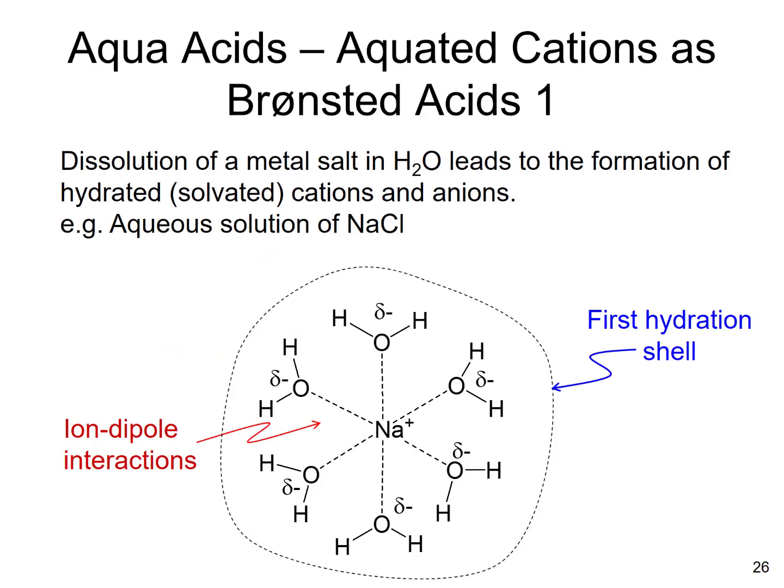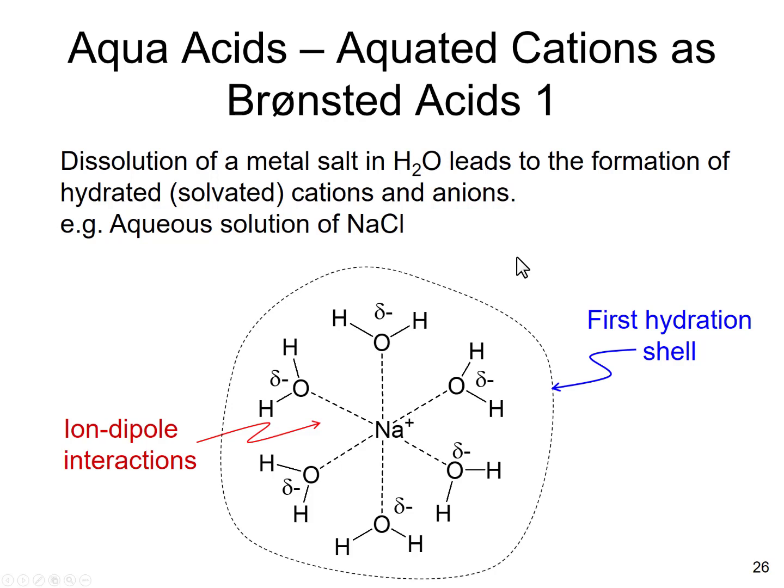Now this slide shows a specific example of a Brønsted acid. These are called aqua acids. And as the name suggests, they contain water. Essentially, these aqua acids are aquated cations, and because of the water molecules that are still present in this species, you actually have protons that you can remove. So they can act as a Brønsted acid as well.